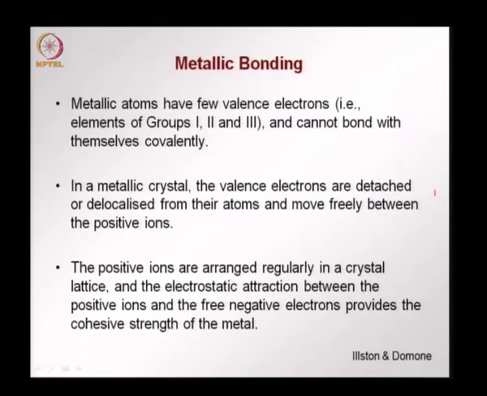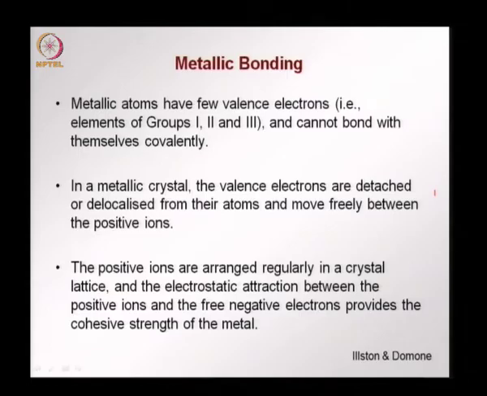So, instead of having atoms being shared as we saw in the covalent bond, what we have here in a metallic bond is that the valence electrons detach, separate from the atoms and move freely within the metallic crystal between the positive ions. The positive ions, or the cations, are arranged regularly in the lattice, in the crystal lattice. Lattice, this is the formation of the crystal.